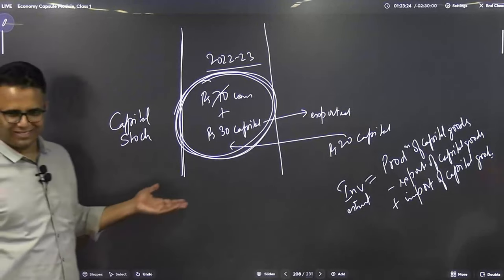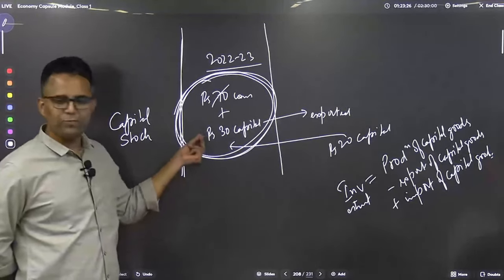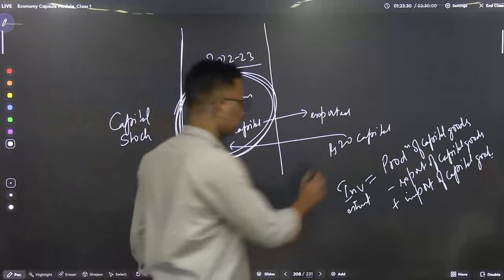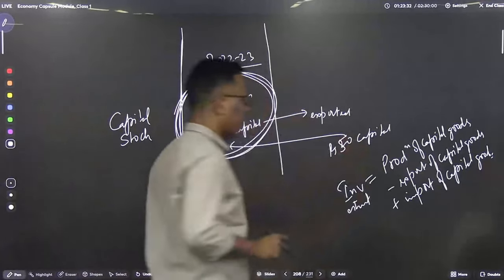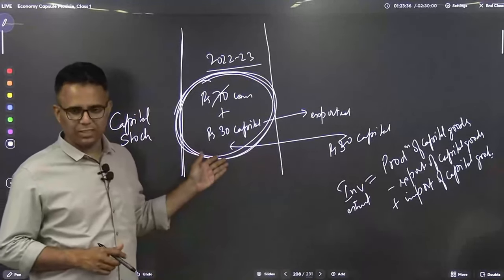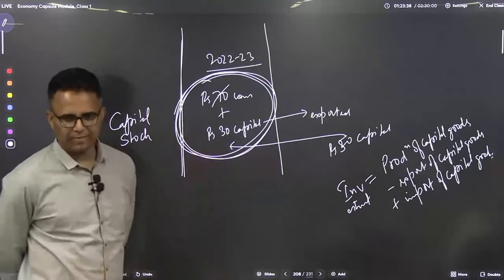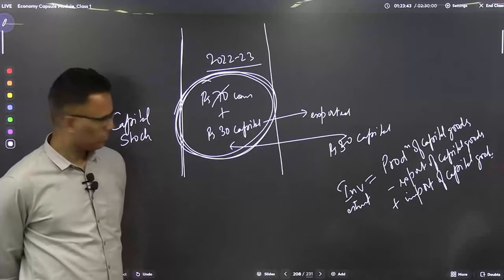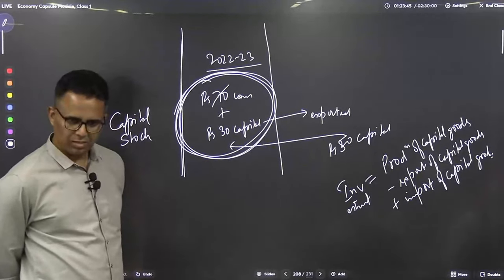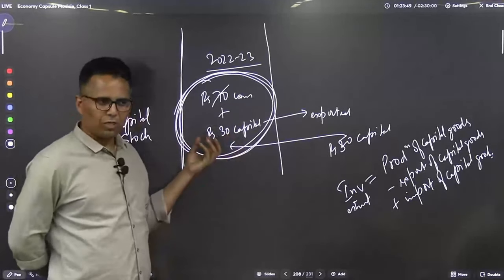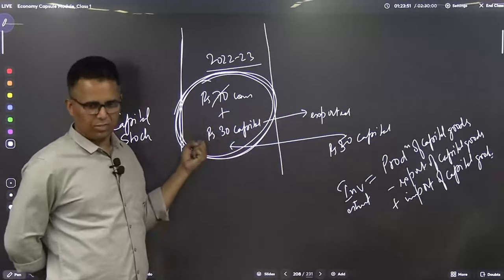GDP is not going to change. GDP is what we produce. GDP is 100. So investment is 50. GDP is 100. Investment percentage is 50%. What we do about that extra investment? See, how we calculate investment, whatever capital goods remained in the economy.